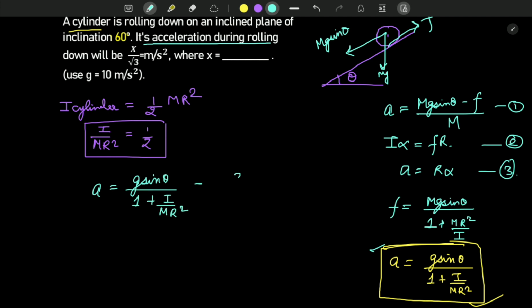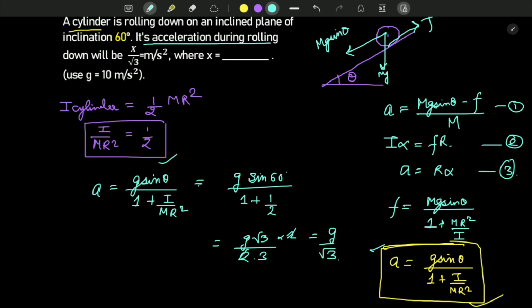So g, and the angle we are given is 60 degrees inclination, so sin 60, divided by 1 plus I by mr square, and I have found out 1 by 2, so 1 plus 1 by 2. So I will get g root 3 by 2 into 2 by 3. So ultimately I will get g by root 3. In the question I have been told to use g equals 10 meter per second square. So this is nothing but 10 by root 3. So equating with this, I will get x equals 10. So 10 will be our final answer.